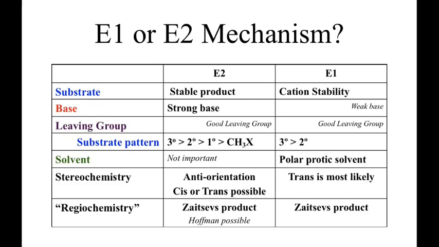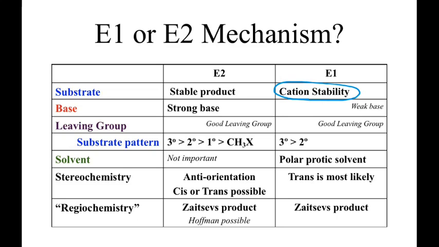So, just like we did with our substitution reactions, we'll go through and evaluate which mechanism feeds into what. When we're looking at our substrate as far as our E1 versus our E2, we're getting a little bit different than we got for our SN1 and SN2. Our E1 is still focused on a stable carbocation. So that's nice. It's the same thing as our SN1.